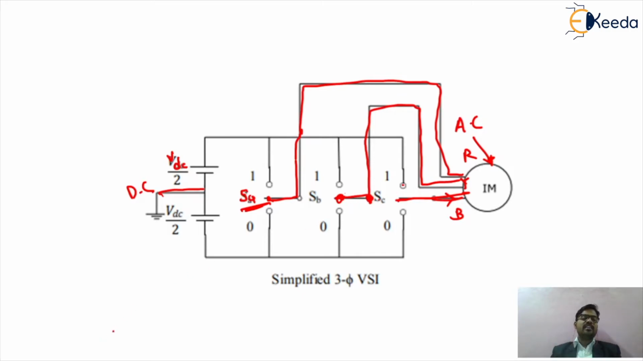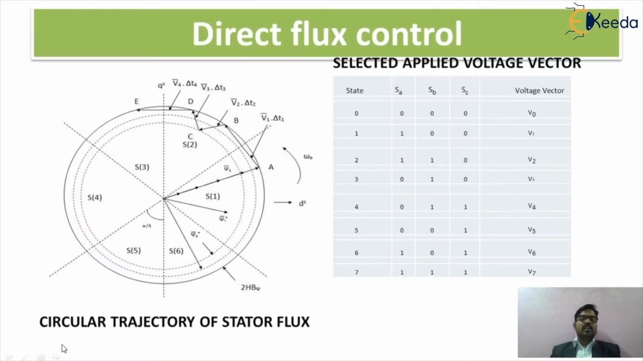Now we can understand that this is the simplified three-phase VSI circuit. Now we can understand this whole working principle by means of the table. So friends, we can get the direct flux control first of all, and then we move towards the direct torque control. So first of all, we understand what the direct flux control does. Friends, obviously we are directly controlling the value of your flux by means of this control loop.